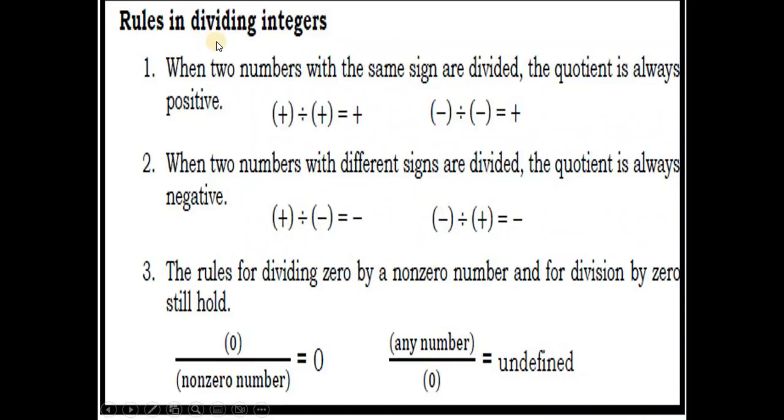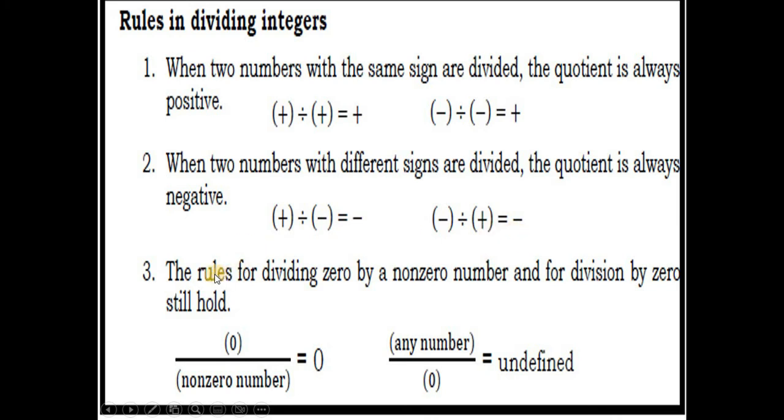Okay. Rules in dividing integers. When two numbers with the same sign are divided, the quotient is always positive. Kagaya nga nito, positive divided by positive is positive. Negative divided by negative is positive. Okay. Kung parehas ang sign, positive ang quotient. Next, rule number 2. When two numbers with different signs are divided, the quotient is always negative. Kapag nag-divide tayo ng positive at negative, the quotient is negative. At kapag nag-divide tayo ng negative at positive, the quotient is negative.